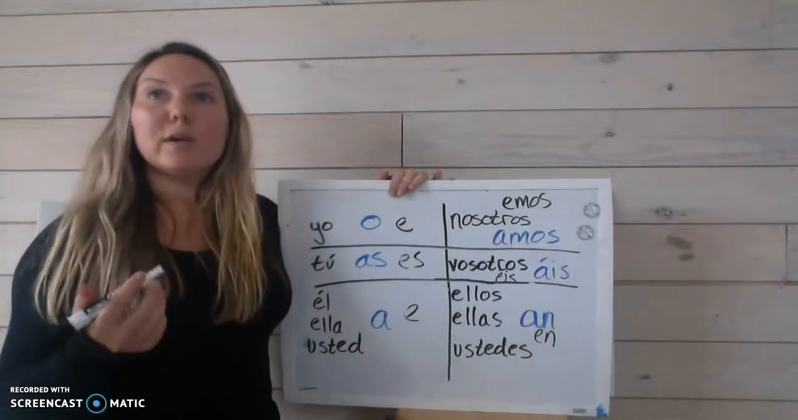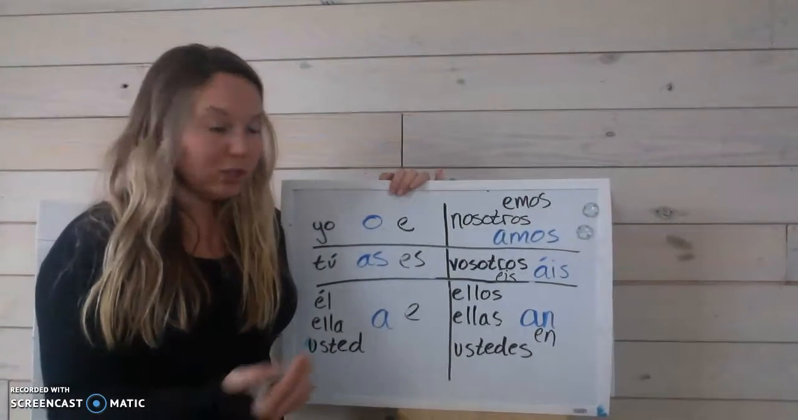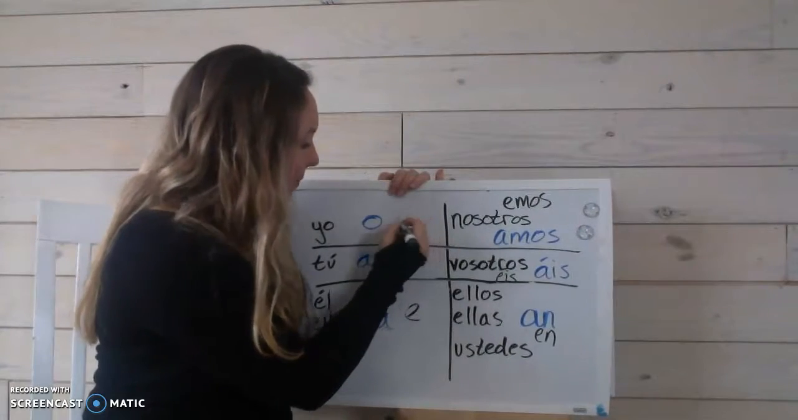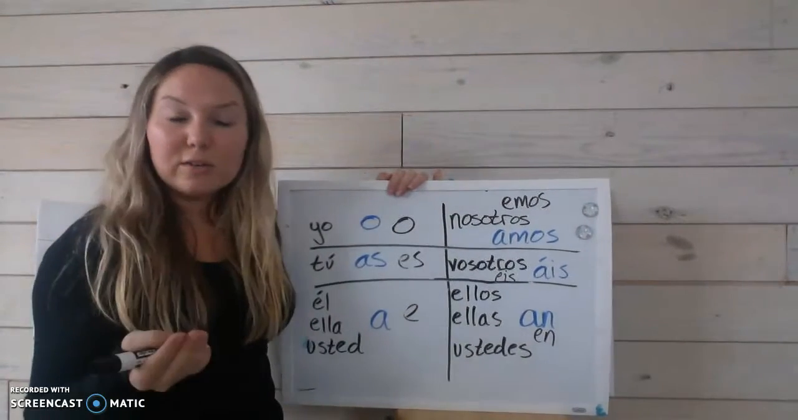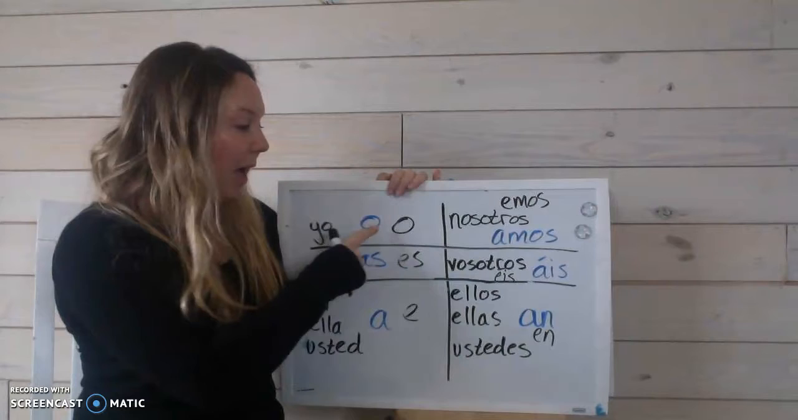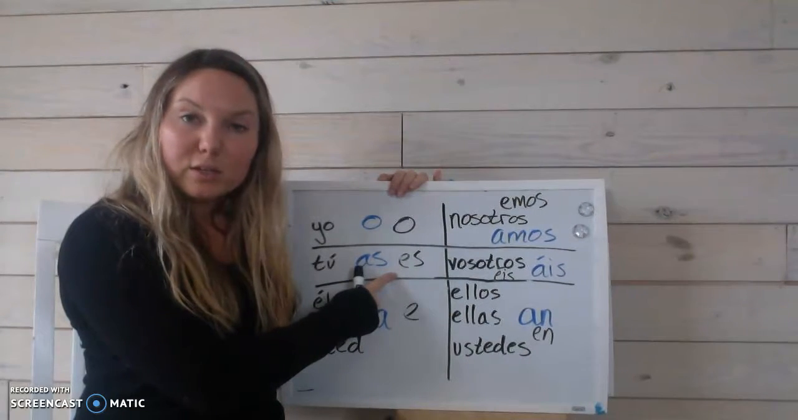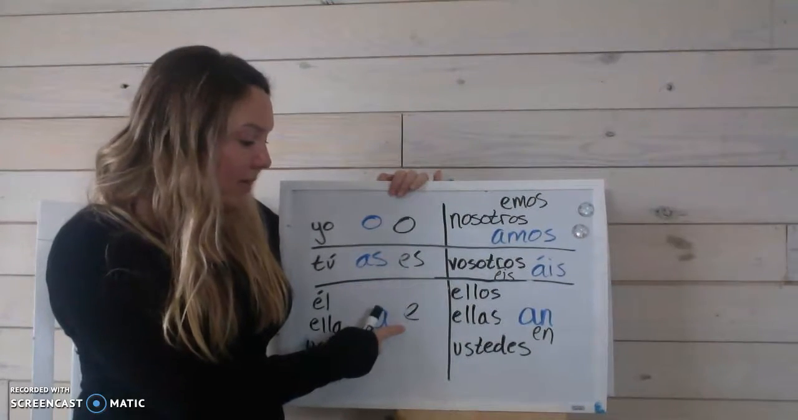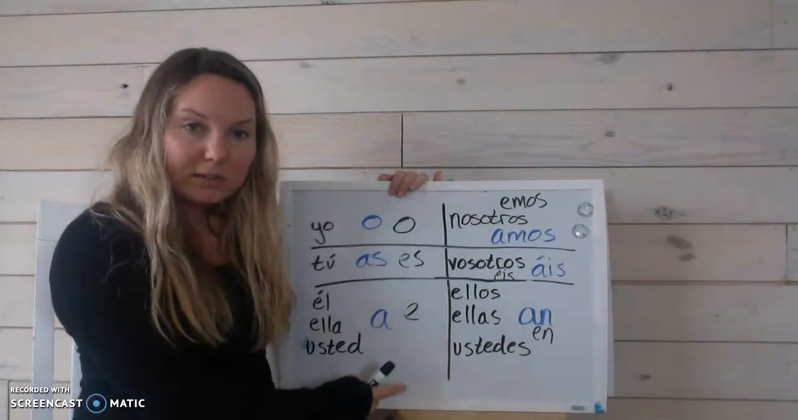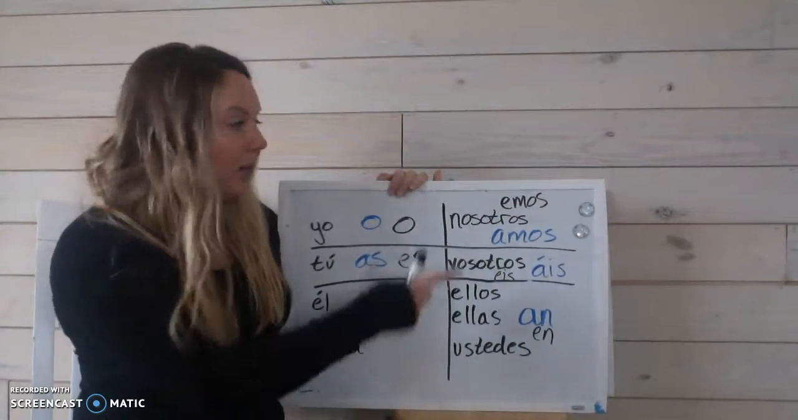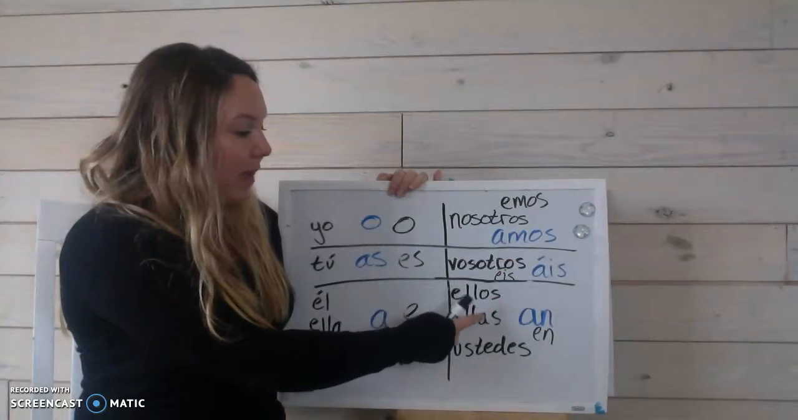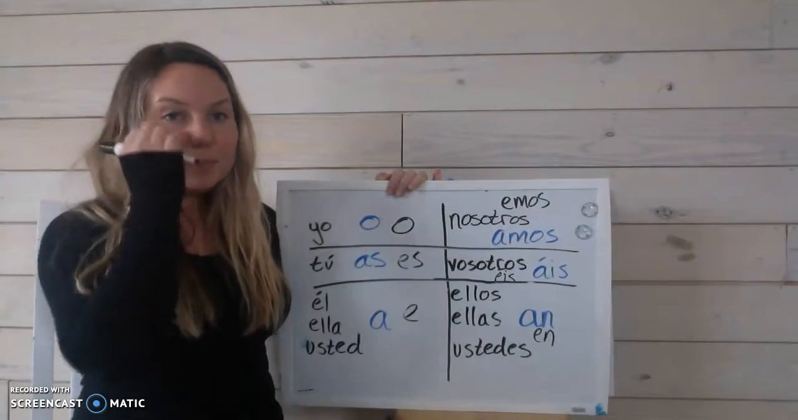So when you have to conjugate a verb like comer, you want to make sure, whoops, this should be an O. Conjugated verb like comer, yo como, I eat. Tú comes, you eat. Él come, he eats. Ella come, she eats. Usted come, you formal eat. Comemos, coméis. Ellos, ellas, ustedes comen.